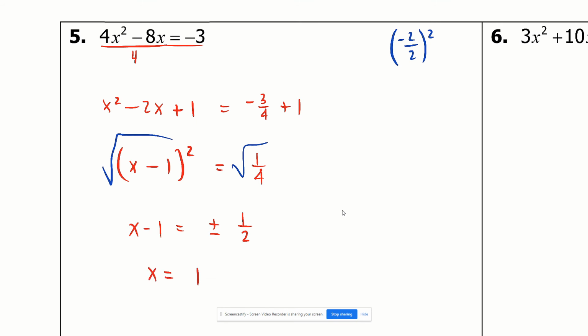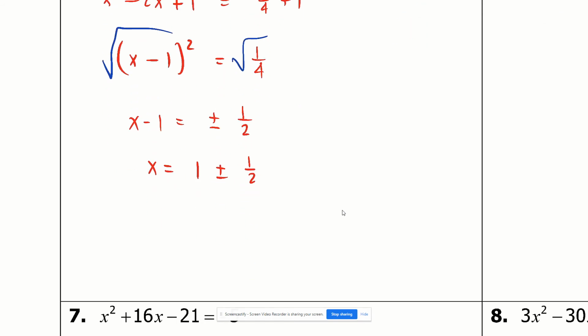So my answer is 1 plus or minus 1/2. So what are my two answers really? 1 plus 1/2 is 1.5. And 1 minus a half is 0.5, 1/2.